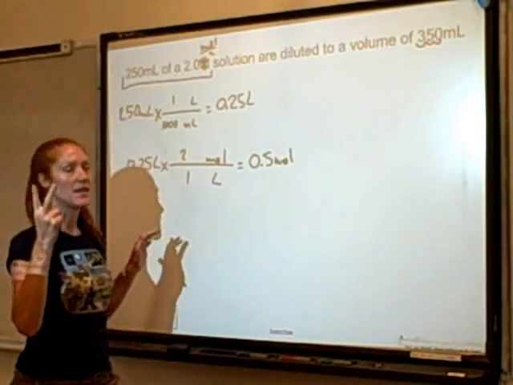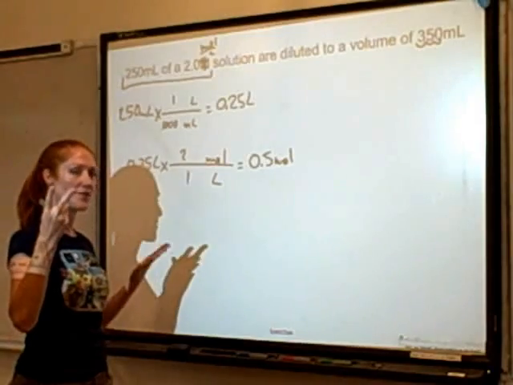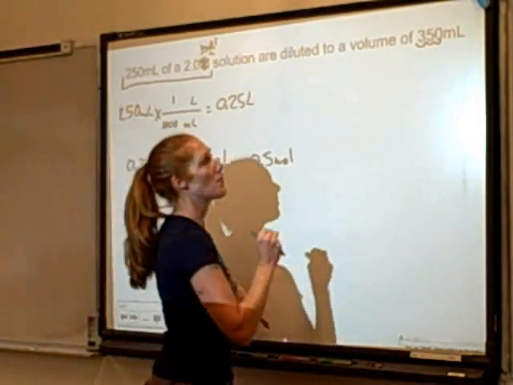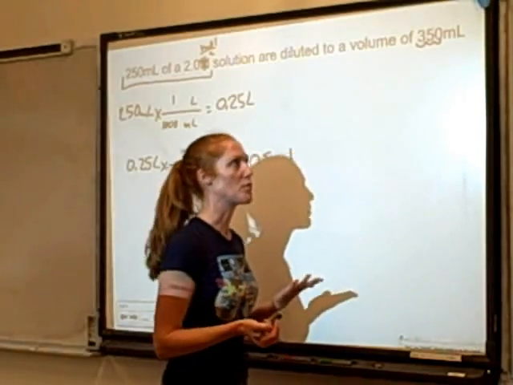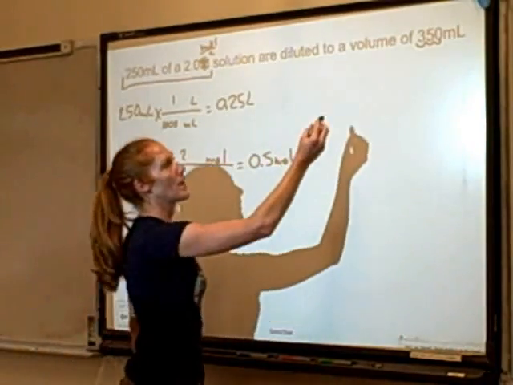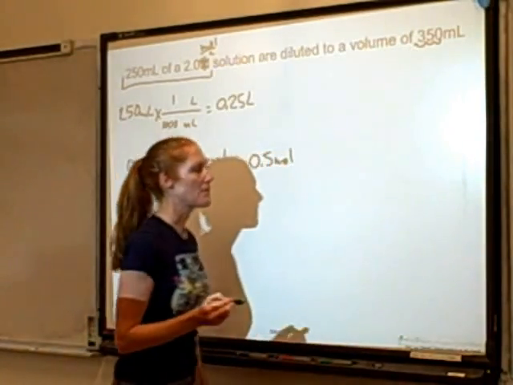That's 10 times 10 times 10. 10 times 10 is 100. 100 times 10 is 1,000. So I'm dividing by 10 3 times. And every time you divide by 10, the decimal place moves over. So, okay, so it ends up there, 0.350.